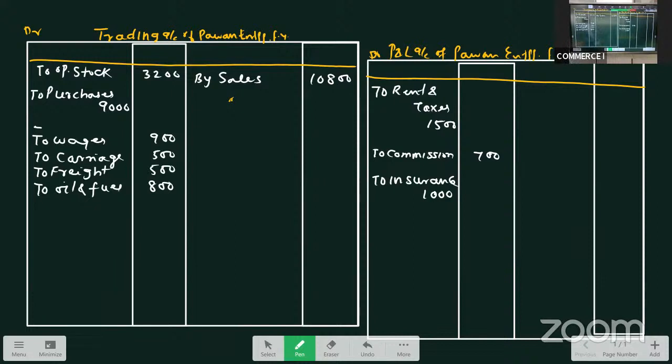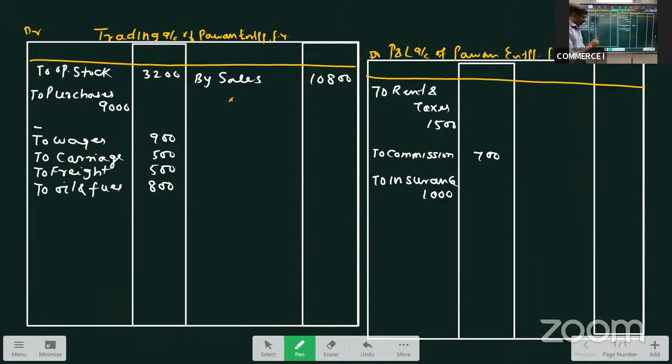Creditors are a liability. Then reserve for bad and doubtful debts. It is given in the trial balance on the credit side. It is given on the credit side of the P&L account.